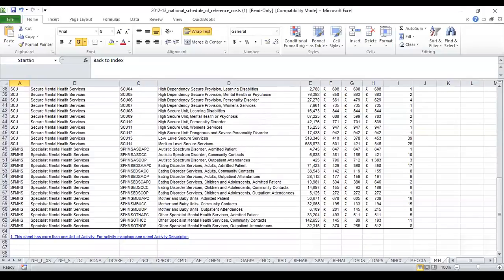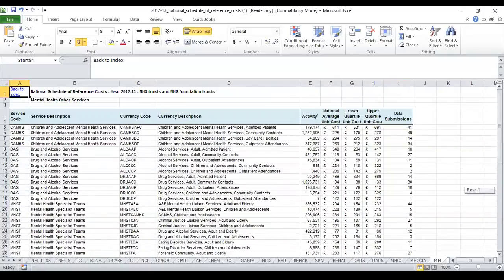So if you want to find the NHS National Schedule of Reference Costs, if you type National Schedule of Reference Costs into Google, it will take you to the link and you'll be able to download this spreadsheet. There's also various other reports and information that link to it, but the best thing to do is obviously just to download and use the spreadsheet, and obviously use the most up-to-date one.